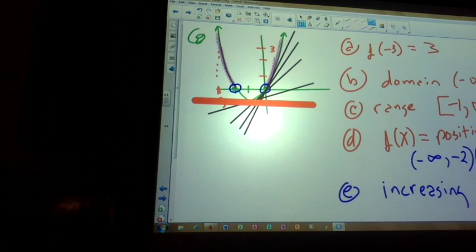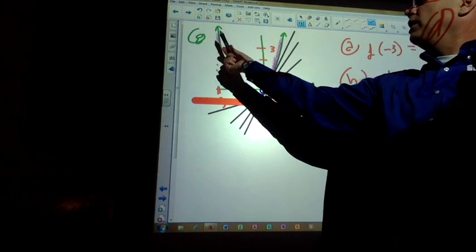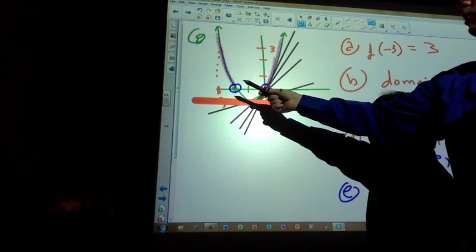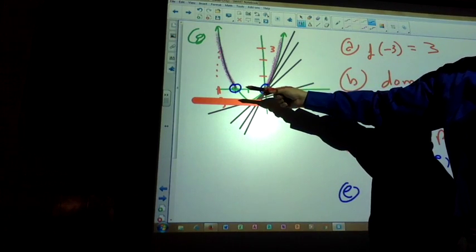Infinity. Okay, why is this not a square bracket at negative one? What's happening at negative one? It's horizontal, which has the slope of? Zero. Yes, Ron. Okay, so I said negative infinity. Negative infinity, it's decreasing. These all have decreasing slopes as you come to right here. Then it gets to a zero slope.